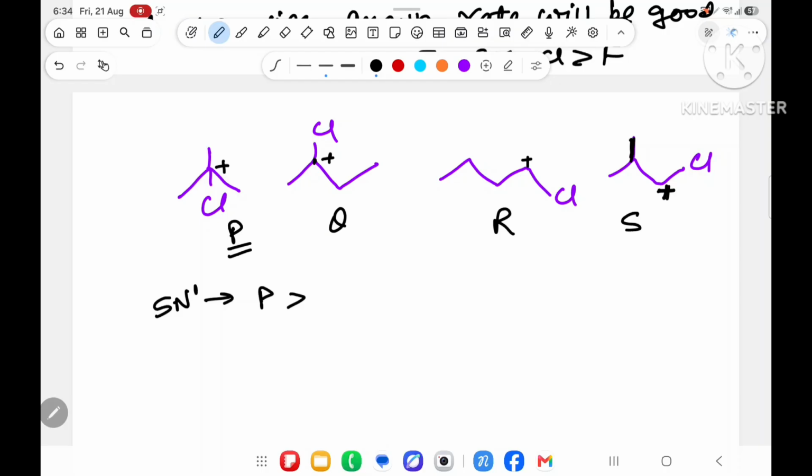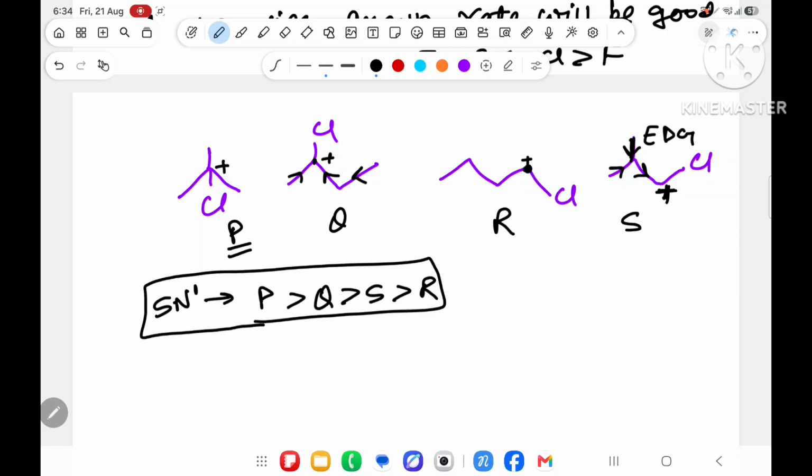Now, on this side, only one side has an electron donating group. But here, this side also has an electron donating group. So P, then Q. After that, S, then R, because R is only 1 degree. Over here the 2 degree has an electron donating group on only one side, but over here the 2 degree has electron donating groups on two sides. So P, then Q, then S, then R. Understood? You have to check the electron donating group very properly.